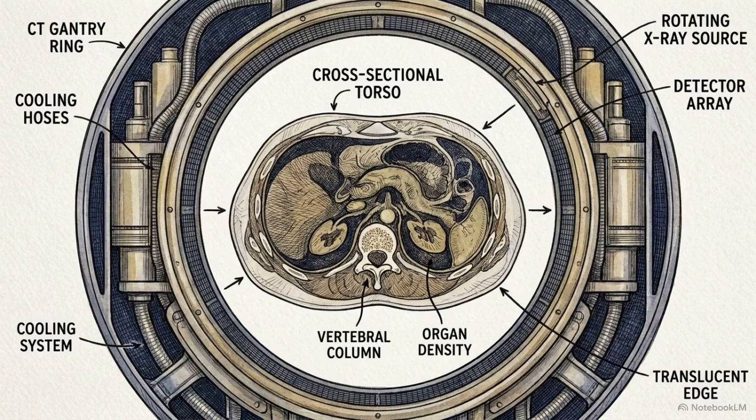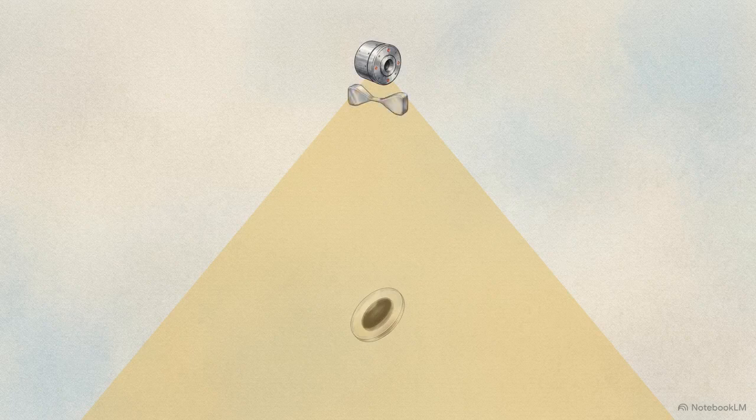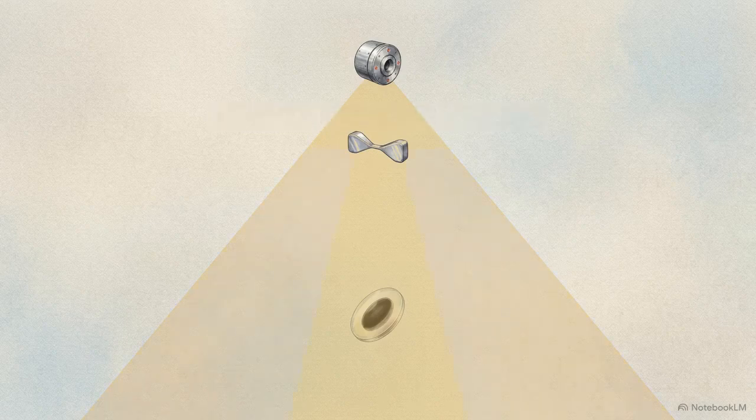However, human bodies present an anatomical challenge. A torso is roughly oval. The lateral edges are much thinner than the dense center, which means X-rays passing through the sides experience significantly less attenuation. This animated diagram demonstrates the hardware solution, the bow tie filter. By using a shape that is thicker at its lateral edges and thinner in the middle, the filter precisely compensates for the patient's anatomy, equalizing the overall attenuation profile across the entire beam.